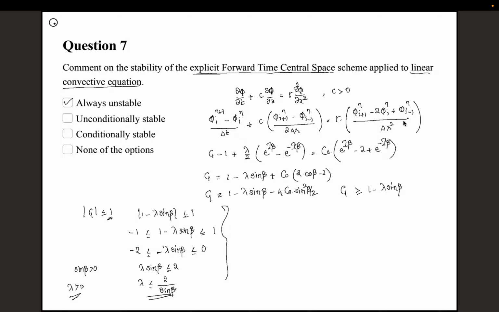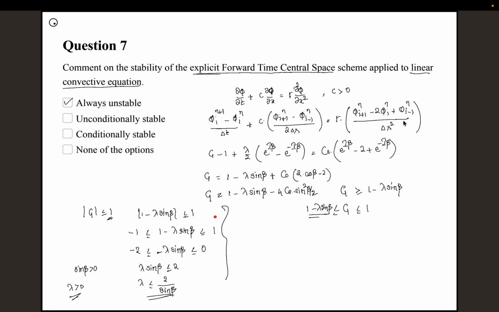Is this clear? I think I confused a little bit in between. Let me start again. Let's say this is the equation we have. What we are trying to do is find whether mod G is less than or equal to 1 or not. So we specify the condition. But because we also have the Courant number, we know for sure that this particular quantity is always positive. So I'm saying G can be replaced with G greater than or equal to 1 minus lambda sine beta. And we need G to be less than or equal to 1 also. But G is greater than or equal to this thing, which means this term has to be less than 1. So I substituted that here.